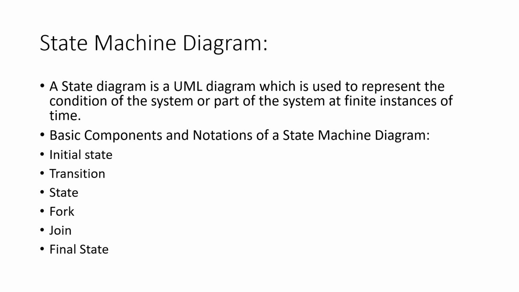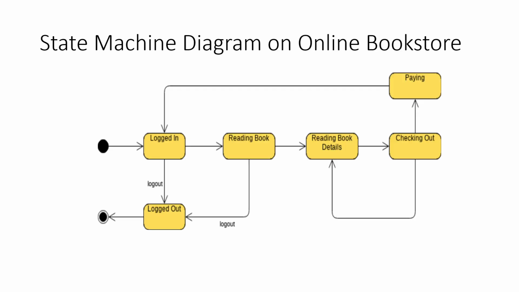Our first topic is the state machine diagram. So, what is the state machine diagram? The state machine diagram represents the flow of the system by using the states, transitions, and other components such as fork, join, state, final state, and initial state. So, here is an example of a state machine diagram on an online book store.